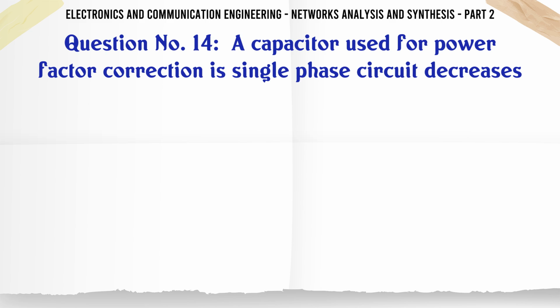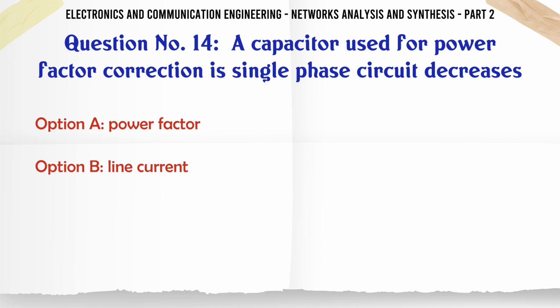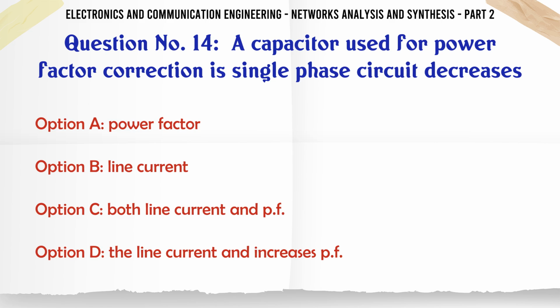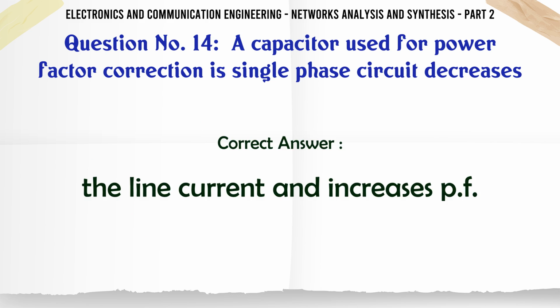A capacitor used for power factor correction in a single-phase circuit decreases A. Power factor, B. Line current, C. Both line current and PF, D. The line current and increases PF. The correct answer is the line current and increases PF.